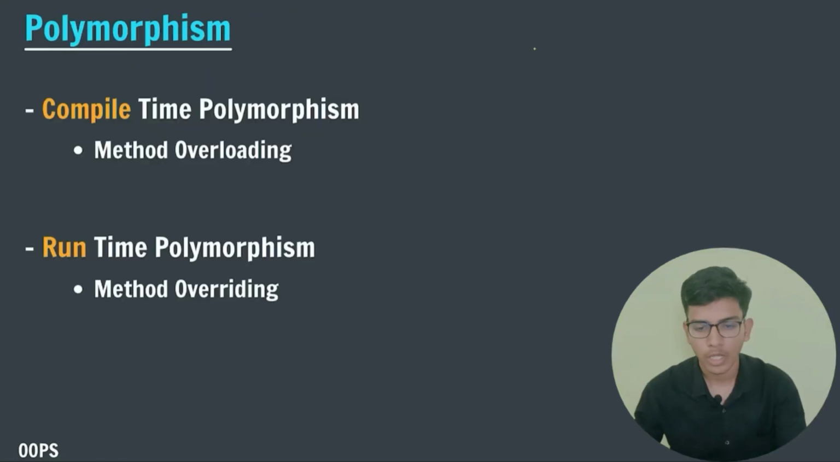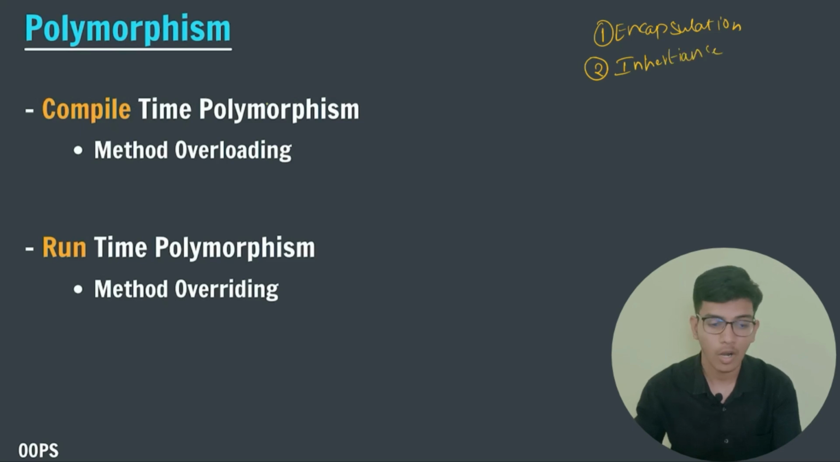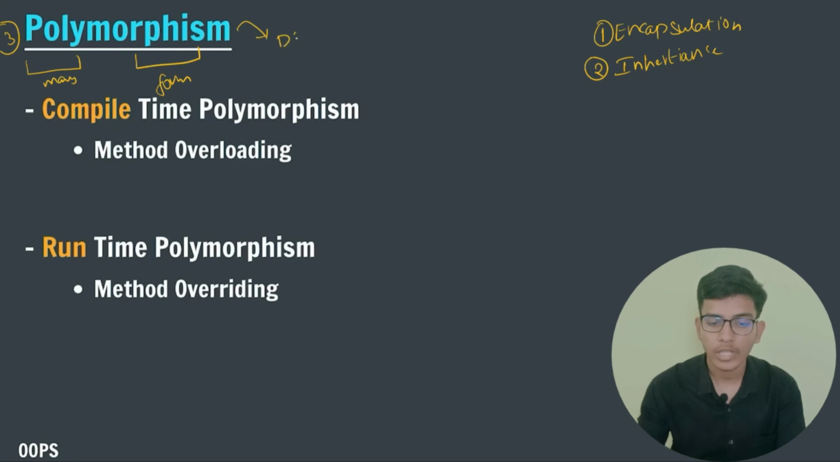Now let us talk about polymorphism. In the previous classes we talked about two pillars of OOPS, first encapsulation, and after that we studied the second pillar, inheritance. Now we are going to talk about our third pillar of object oriented programming, that is polymorphism. Poly means many, and morphism means form. So polymorphism means doing a similar thing in many forms.